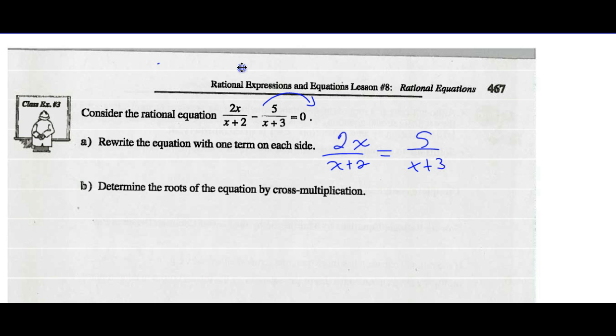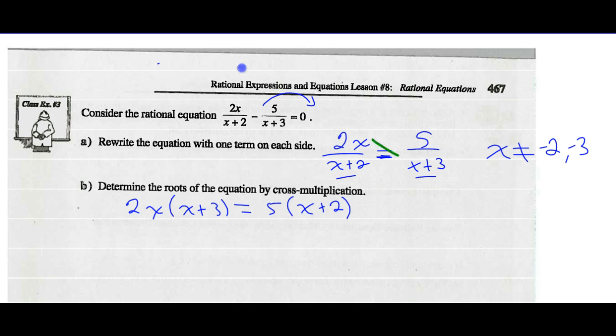Now let's find the roots of this equation by cross multiplying. Once I'm in this situation where I've got one rational expression on each side of the equation, I can use cross multiplication. So let's state my non-permissible values first. X can't equal negative 2 or negative 3. Now let's do some cross multiplication. 2x times x plus 3 is the same as 5 times x plus 2. They're equal, right? 2x times x plus 3 equals 5 times x plus 2.